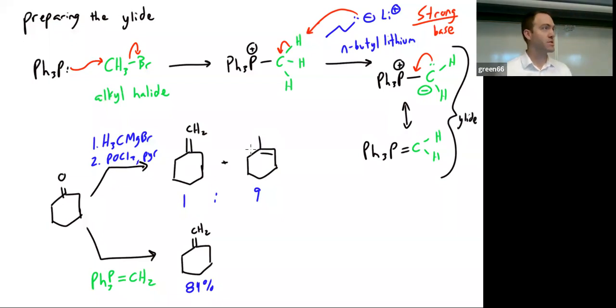The reason it doesn't make 100% product is that not all of your ylide is going to fully convert, because it's a very strong base as well. So you have to worry about it falling apart. If you want to be more selective with where your double bond shows up, if you want to make a non-Zaitsev alkene, the Wittig pathway is a good way to go about that.